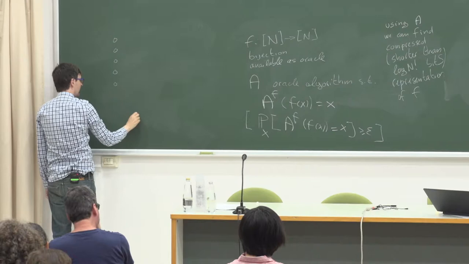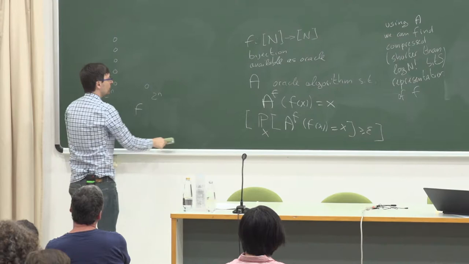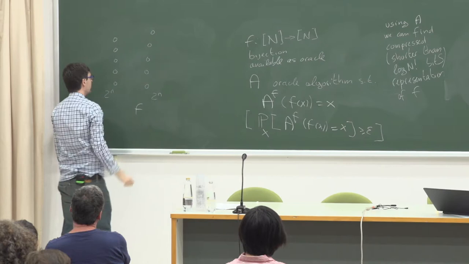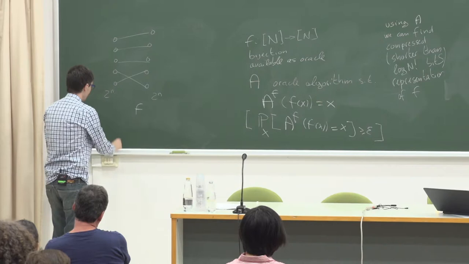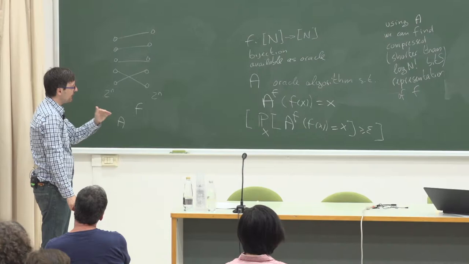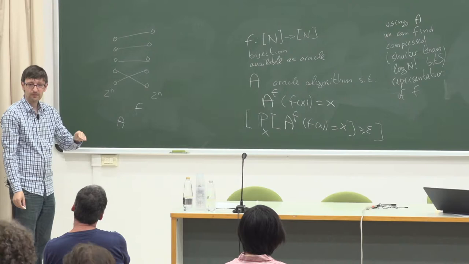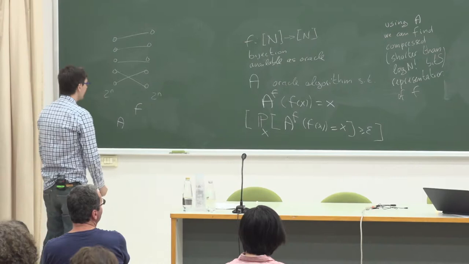Let's think of F as a perfect matching between two sets of vertices of size 2^n. All right, so for simplicity let's think about the case that A inverts F everywhere, but then it will be clear what you do otherwise. The main idea is that given A, it's possible to specify F on only some subset of the input, and then you can recover the unspecified subset of the input just from A and from the specified set of input. All right, so here is how you can do it.